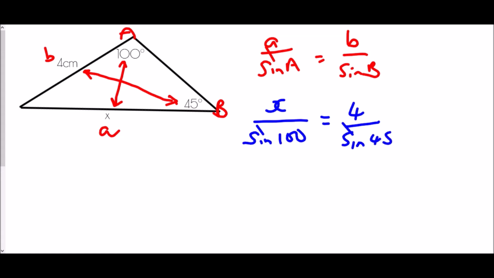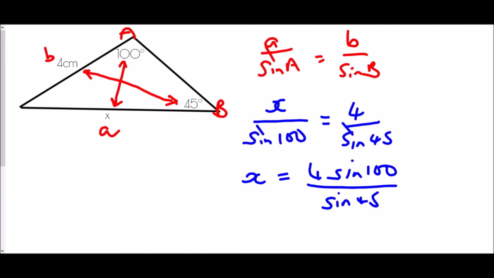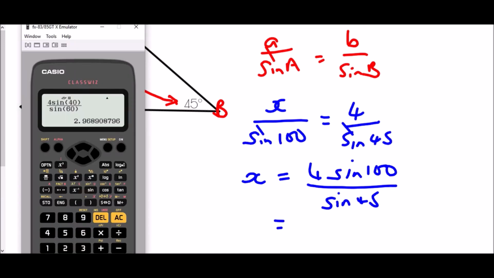And so, if I need to find X, the key is I just need to multiply by sine 100, and so X would be 4 sine 100 over sine 45. And again, I can just grab my calculator and type that in. So 4 sine 100 all over sine 45, and that comes to 5.571.